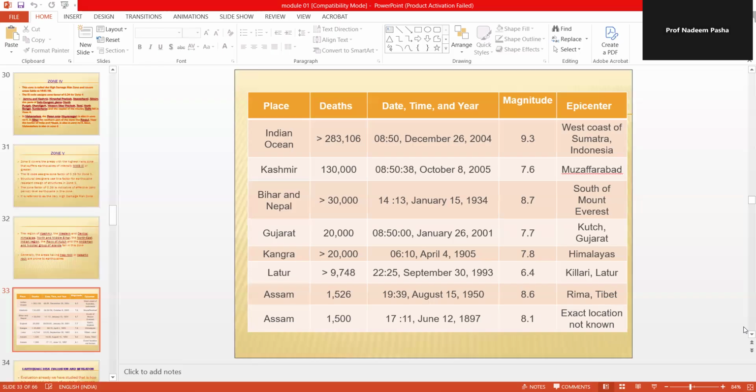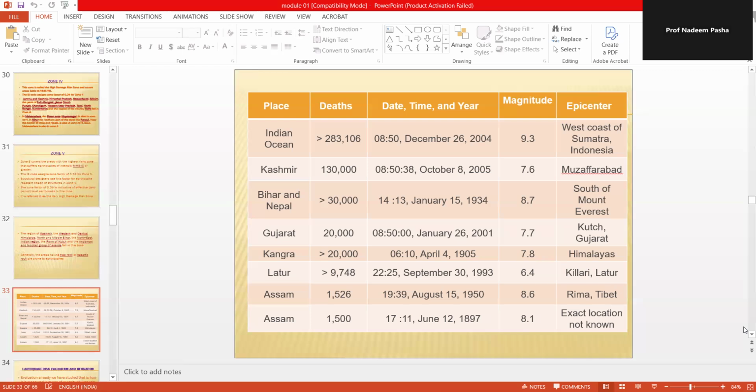Kangra, more than 20,000. Time 6:10, April 4, 1905. Magnitude 7.8, Himalayas. Latur, the death toll is more than 9748. Time is 10:25, September 30, 1993. Magnitude is 6.4, Killari in Latur.